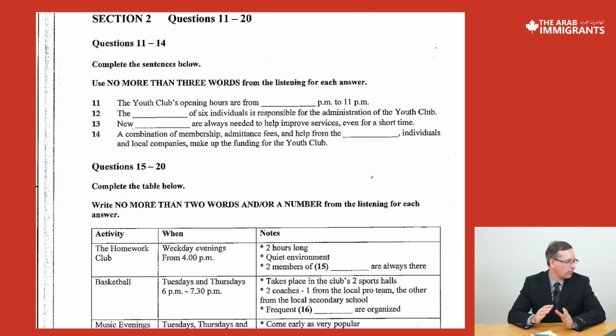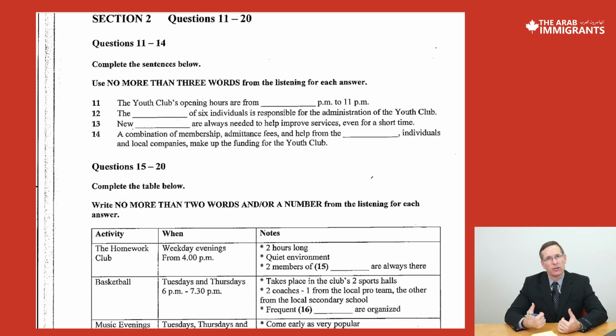The number of individuals. Number 13 for me would be the more difficult question because I don't have a lot of keywords in that sentence. In number 14, actually I have many keywords because it talks about membership, admittance fees, individuals, local companies. So as I'm listening to those words, I'm just listing what is missing from that sentence.